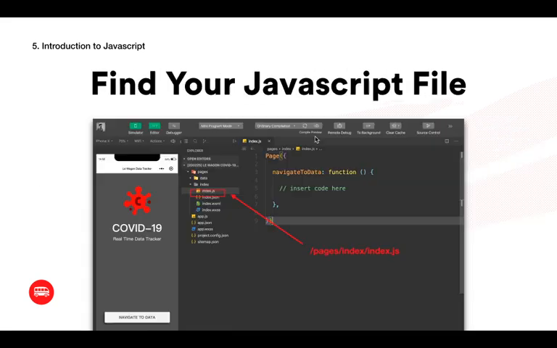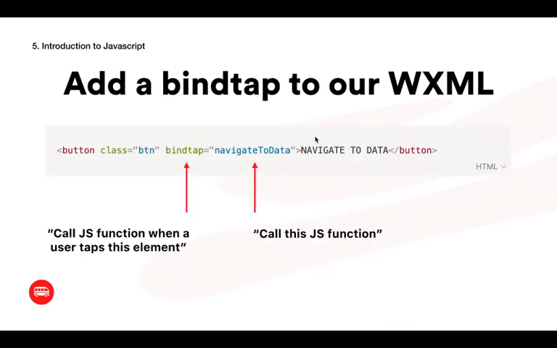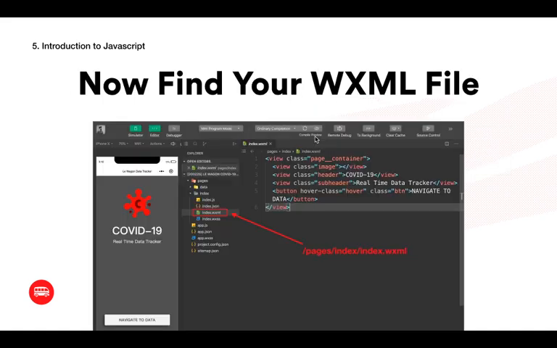Once we've added this function to our JavaScript file, the next thing we want to do is locate our WXML file, which is index.wxml. And in our index.wxml file, we want to add a bindtap to our button element. So on our WXML page, as you can see here, we have a button element at the bottom. Now this button element is the same button element that you see here on our simulator.